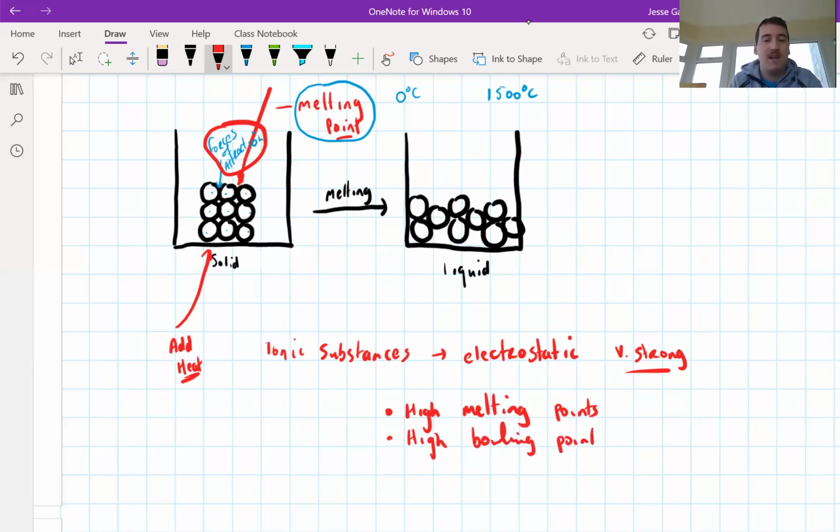And again, why is that? Well, it's because the electrostatic force of attraction between particles is strong. Okay. All right.